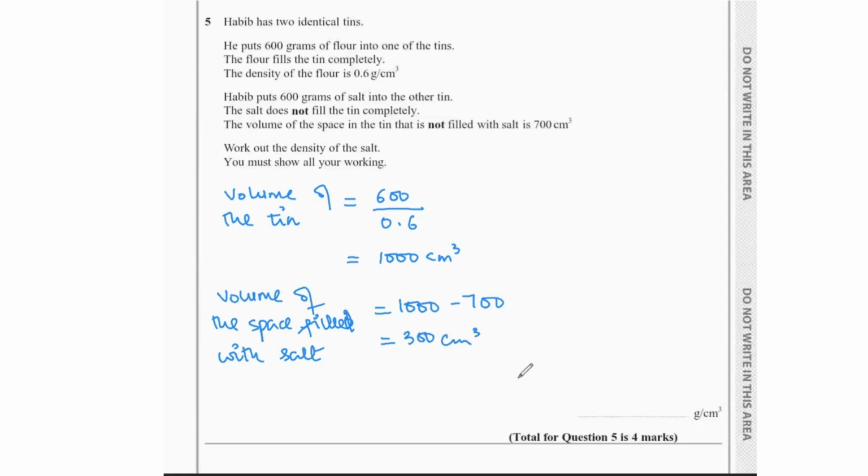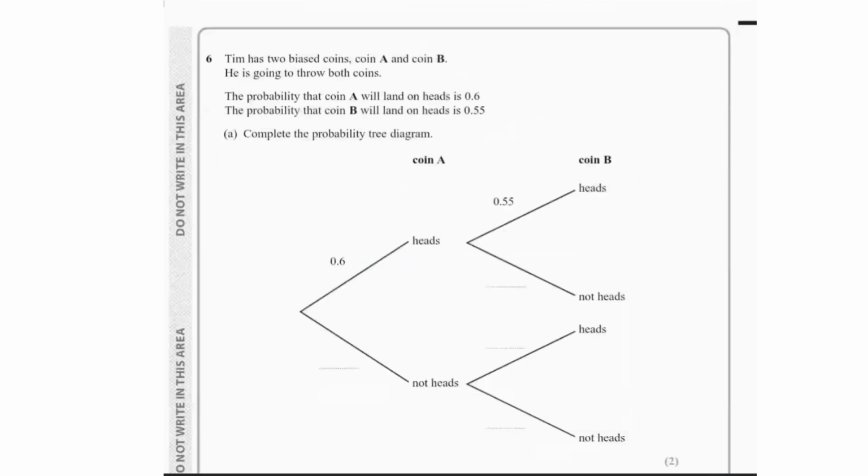So now we can easily use this to find the density of the salt, which is going to be mass of the salt, 600, divided by the volume of the salt, 300, which gives us 2 grams per centimeter cube. That's your answer. Question 6 says Tim has two biased coins, coin A and coin B.